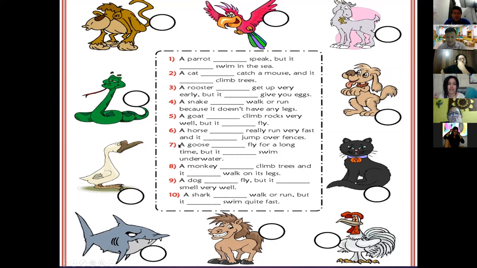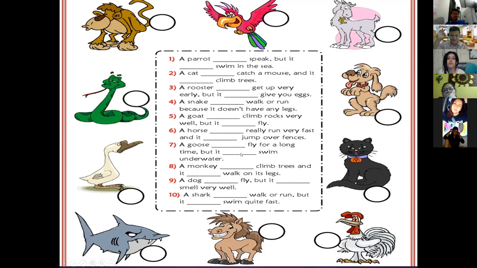Okay, number seven. Me, teacher. Okay, go ahead, Leina. A ghost can fly for a long time, but it can't swim. Okay, really good. Leina, positive, the first one? Positive. The second one? Negative. Okay, thank you. Really nice. Okay, number eight. Somebody else.